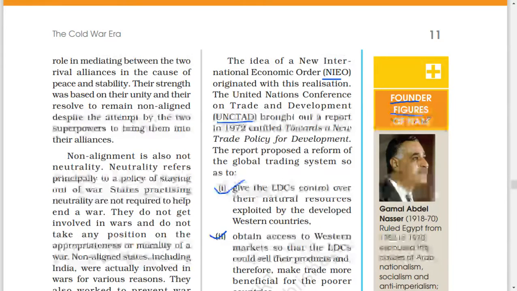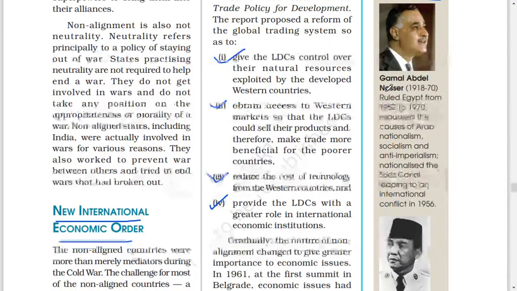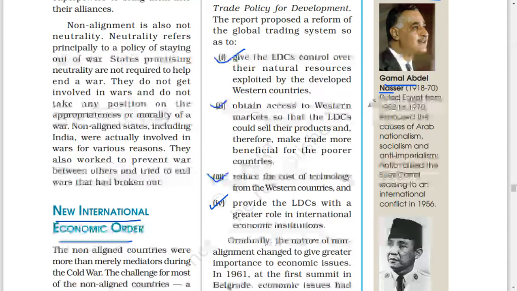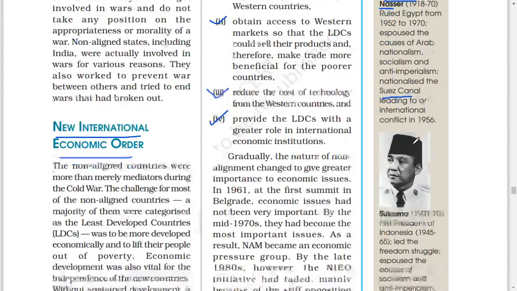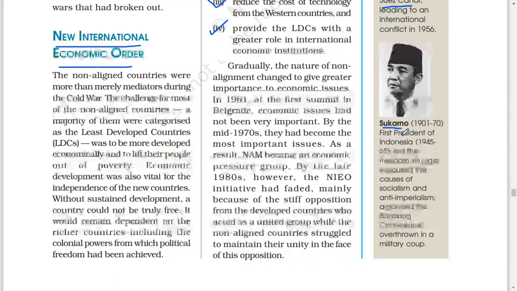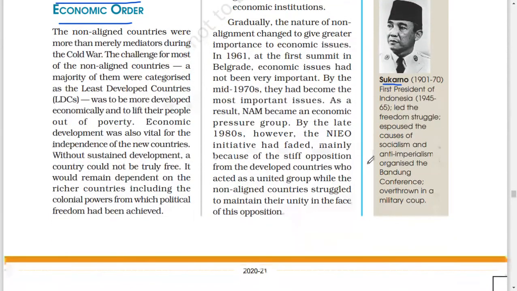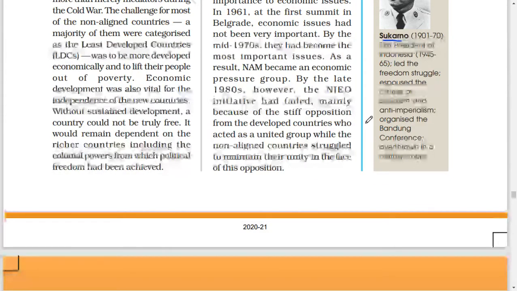Founder figures of NAM: Gamal Abdel Nasser (1918 to 70) ruled Egypt from 1952 to 1970, espoused the cause of Arab nationalism, socialism, and anti-imperialism, and nationalized the Suez Canal, leading to an international conflict in 1956. Sukarno (1901 to 70), first president of Indonesia from 1945 to 65, led the freedom struggle, espoused the causes of socialism and anti-imperialism, organized the Bandung conference, and was overthrown in a military coup.